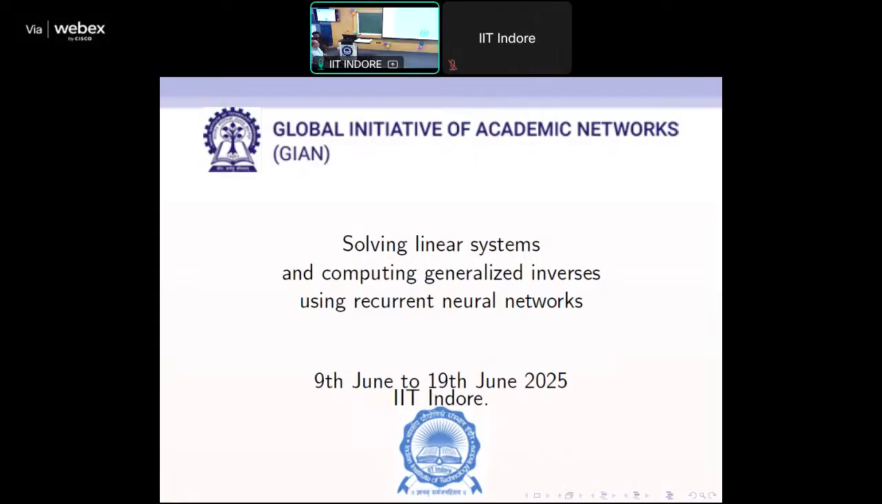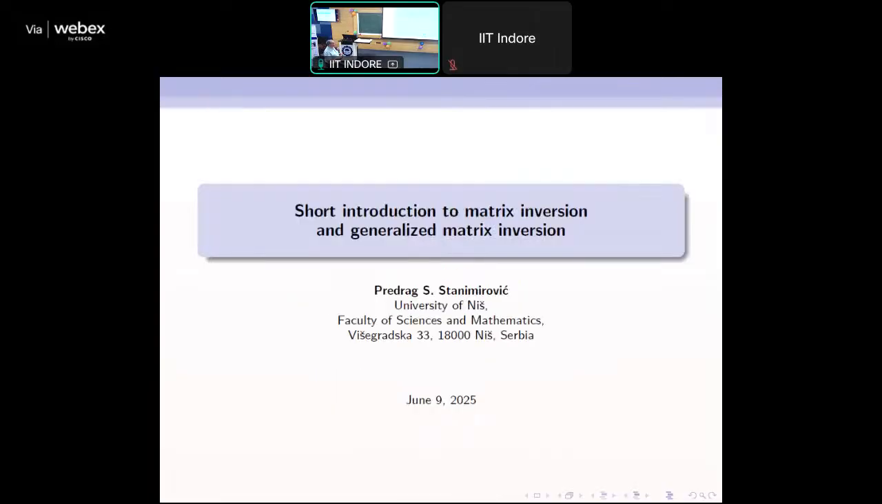Thank you. We spoke about 3 parts in our GIAN course. First part is generalized matrix inversion. Second part is about nonlinear optimization. And the third part is about gradient neural networks and zeroing neural networks. Today I will present a short introduction to matrix inversion and generalized matrix inversion, and after that a short introduction to nonlinear optimization.